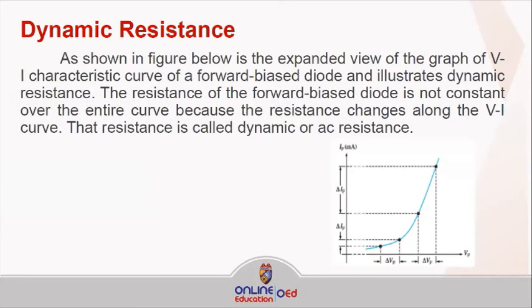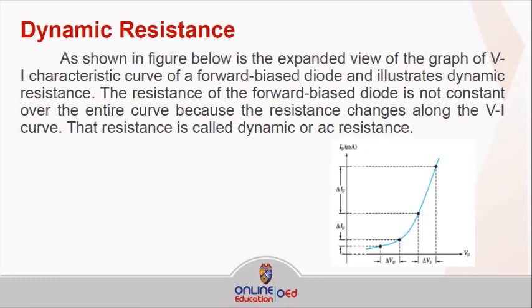Okay, now we will discuss the dynamic resistance. Okay, what is a dynamic resistance? As shown in the figure below is the expanded view of the graph of a voltage current characteristic curve of a forward bias diode and illustrate a dynamic resistance. Okay, then the resistance of a forward bias diode is not constant over the entire curve because the resistance changes along the voltage current curve. Then the resistance is called the dynamic resistance or AC resistance.